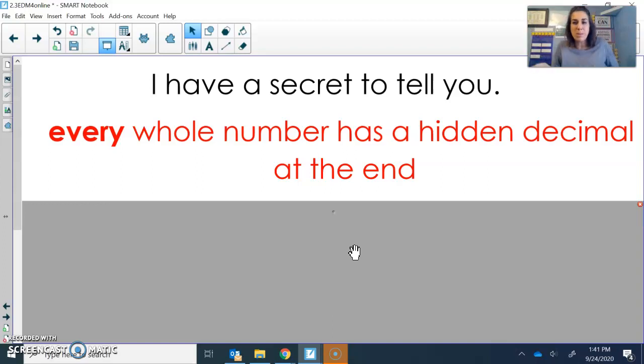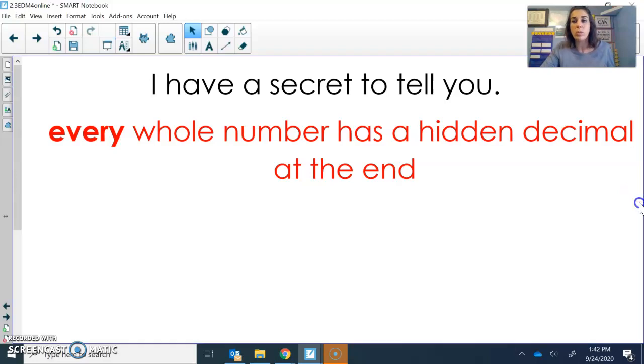Okay, yes, it was a math secret. And yes, it's actually not really a secret at all. But still, nobody ever talks about this. And it's something that is really important because there is a decimal hidden at the end of every whole number. But we just don't put it there.